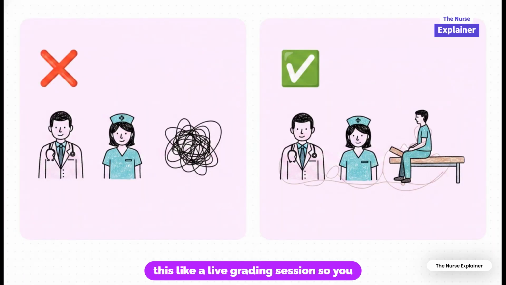Let's treat this like a live grading session so you can really hear the difference. Listen to this incorrect example focusing on nouns. The doctor, nurse, and they discuss the treatment plan. Do you hear how clunky that is? It kind of trips you up, right? Now listen to the balanced correction. The doctor, the nurse, and the patient discuss the treatment plan. Smooth, professional, and crystal clear. We just match specific nouns across the board.